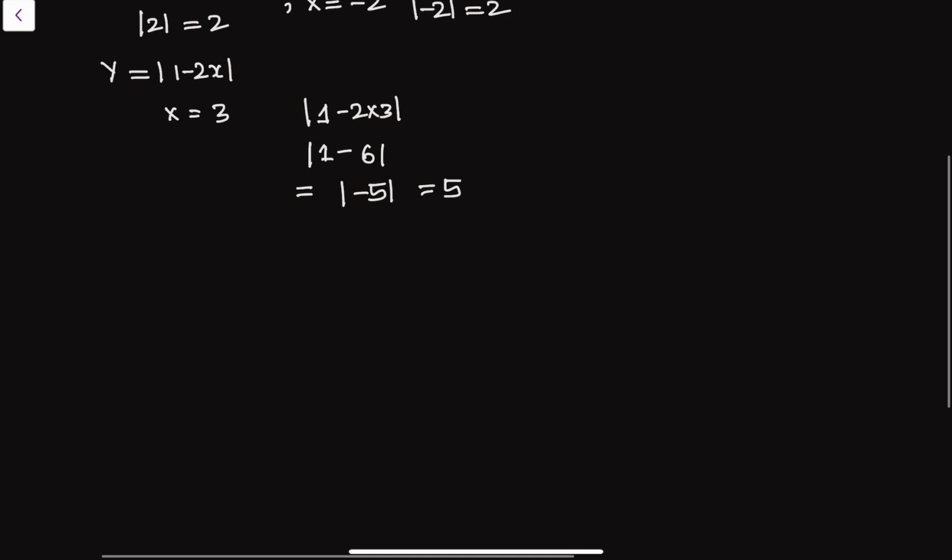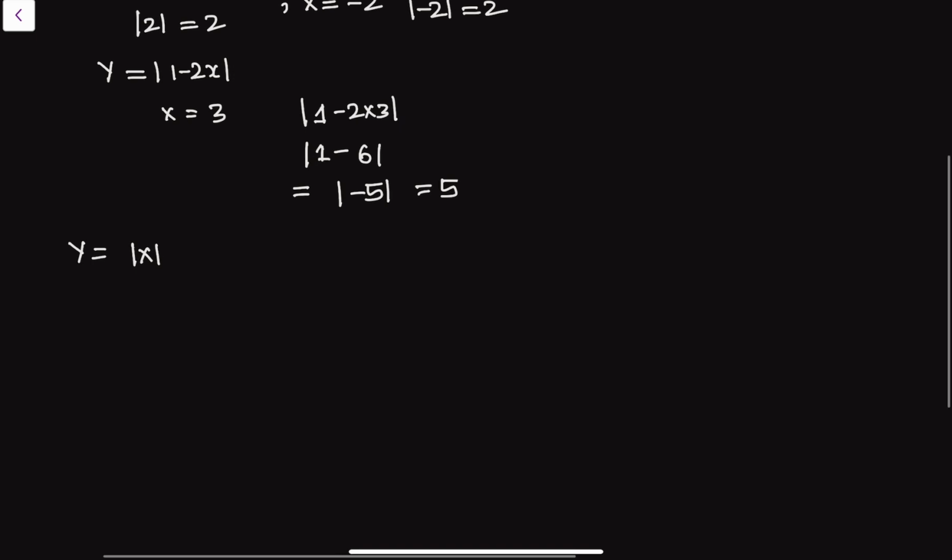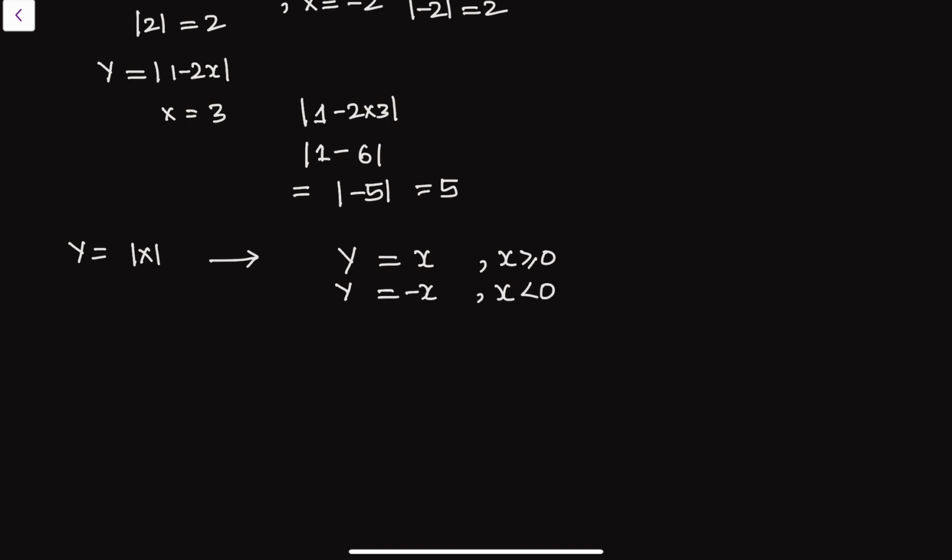Talking about the graph of y is equal to mod of x, this function is the combination of two functions. One is y is equal to x for x larger than or equal to 0, and the other is y is equal to minus x when x is less than 0. Let's look at the graph of this.